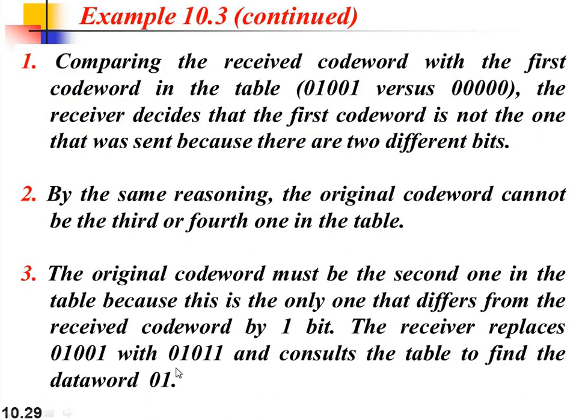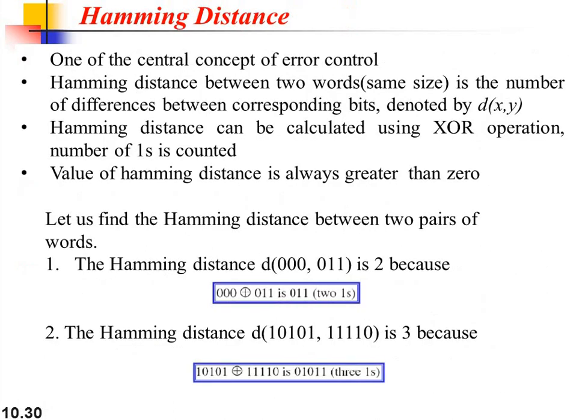The closest one is the second, and it will try to change the code word to this code word, because there is a difference of only 1 bit. It is the nearest one, and this will help you find the corrected code word, and if you find the corrected code word, that will automatically give you the corrected data.